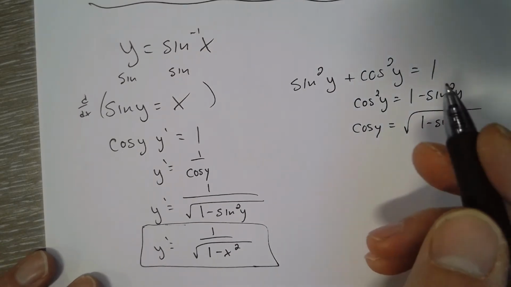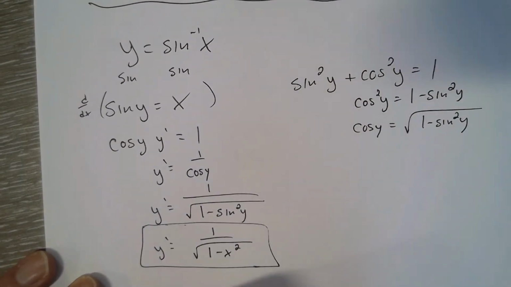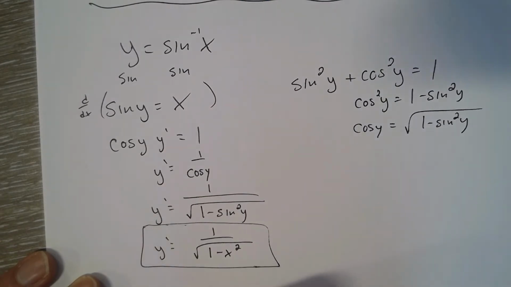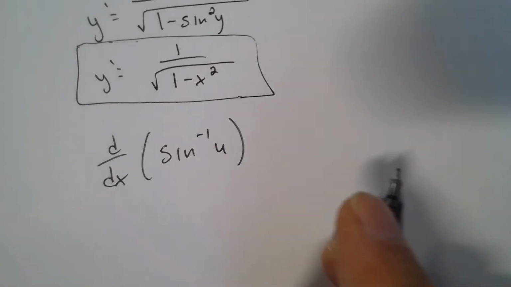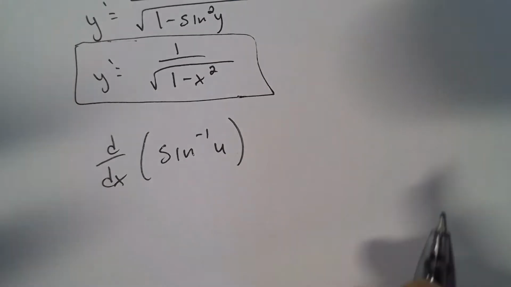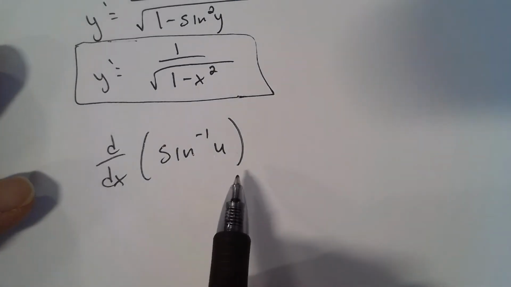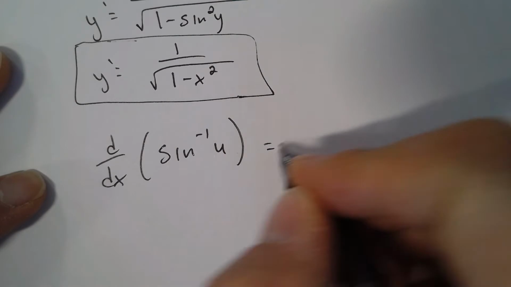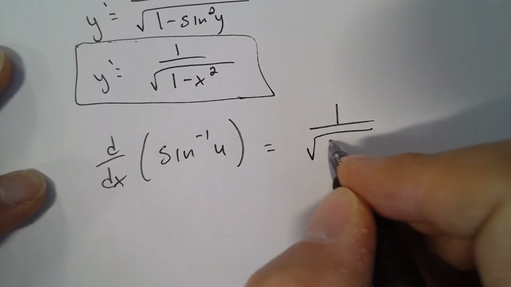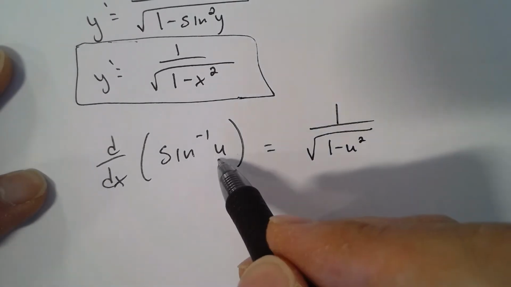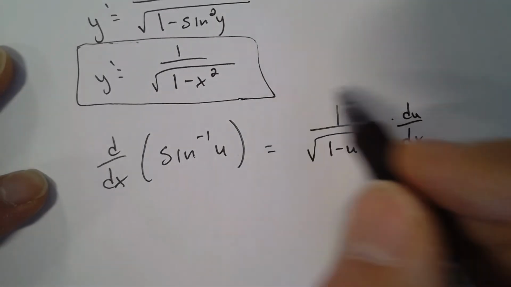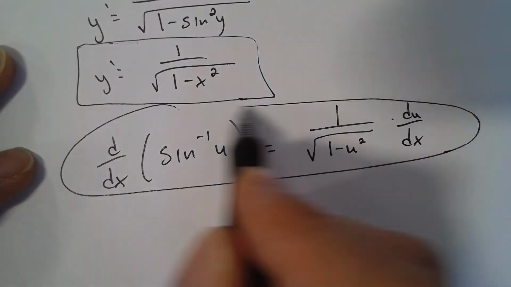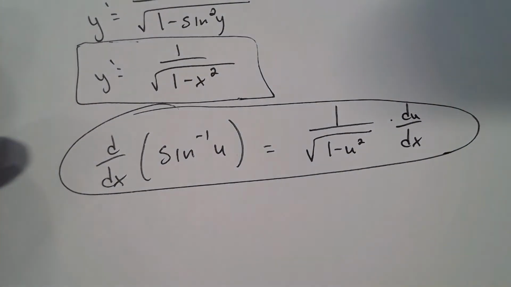Now, generally speaking, the derivative of inverse sine of u is equal to 1 over the square root of 1 minus u squared, and then times the derivative of u, so times du dx. So that's the general formula for the derivative of inverse sine.